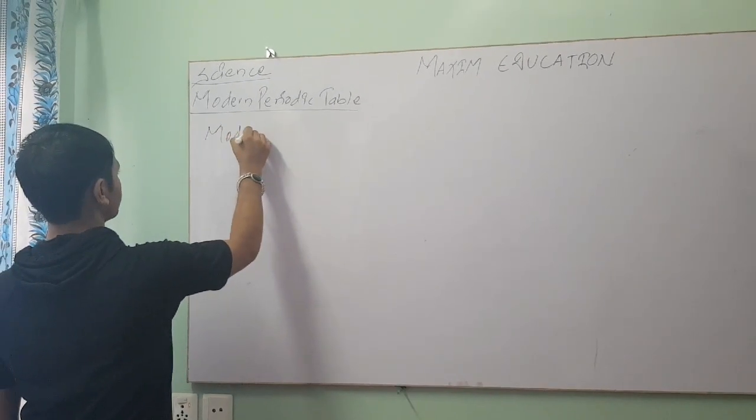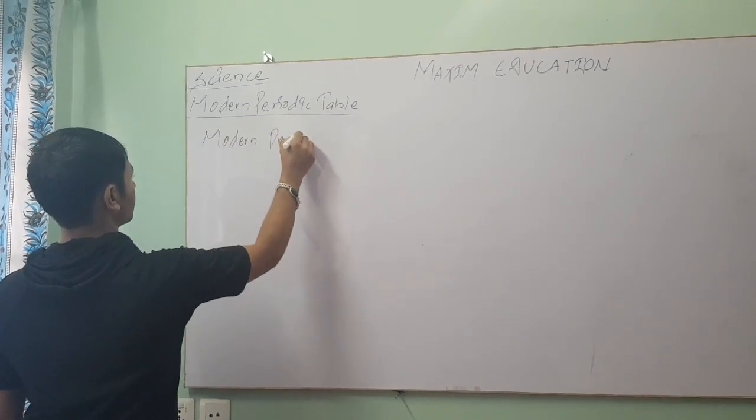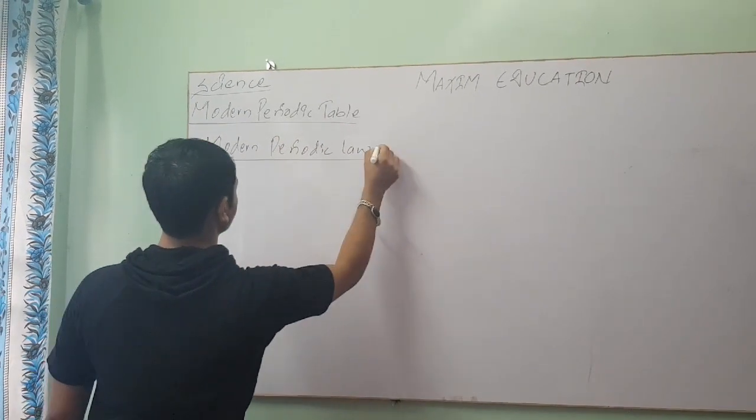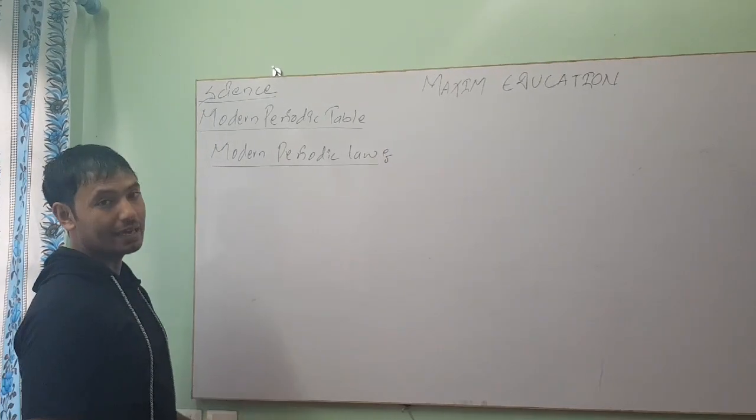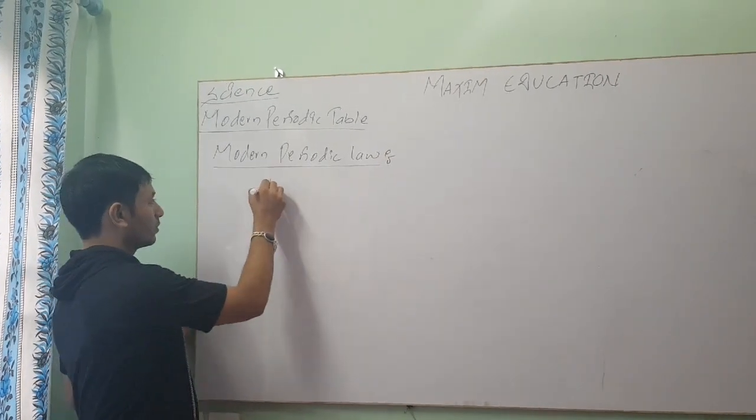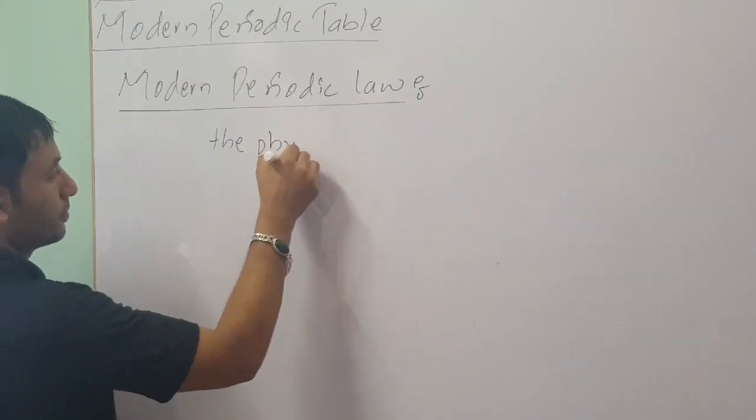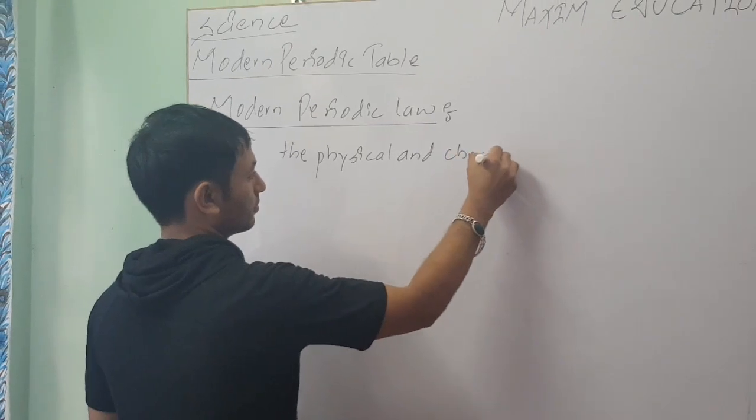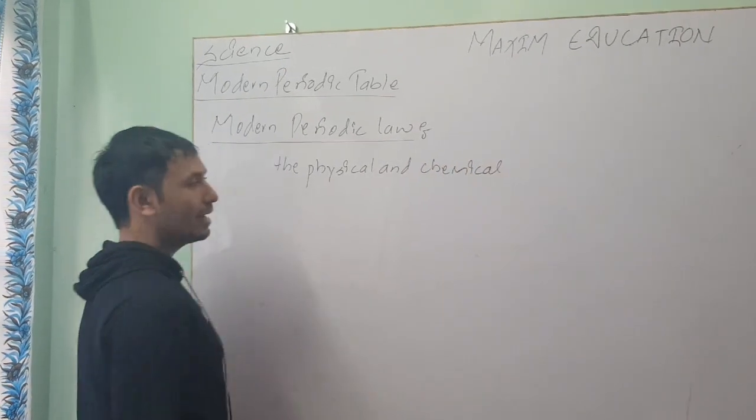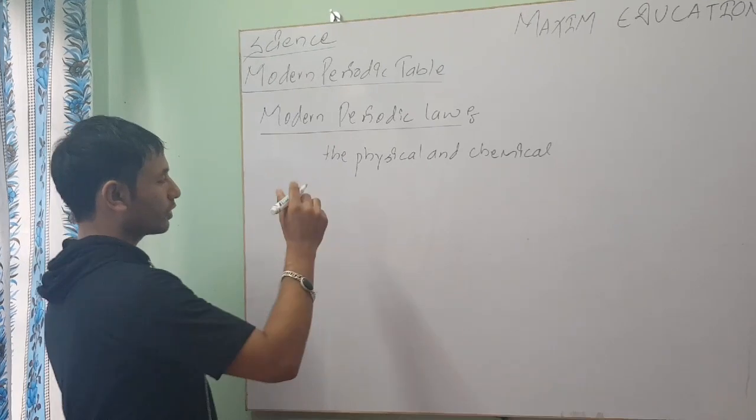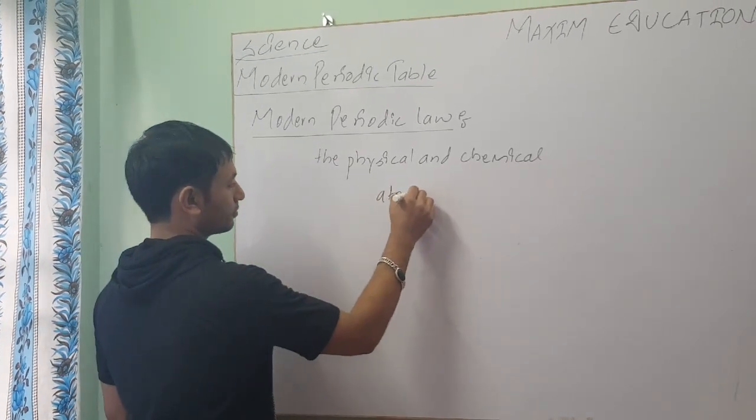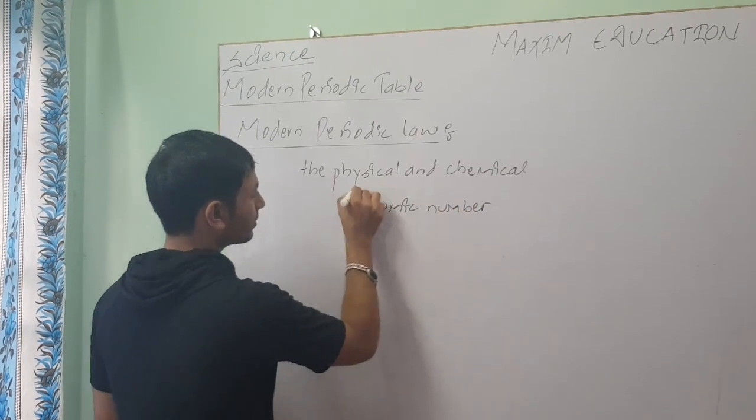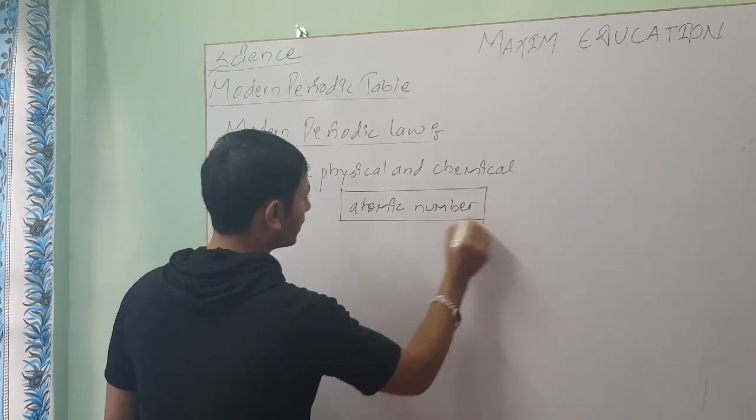Modern periodic law. According to the modern periodic law, the physical and chemical properties of the elements are the periodic function of their atomic number. Point to be noted: periodic function of their atomic number.